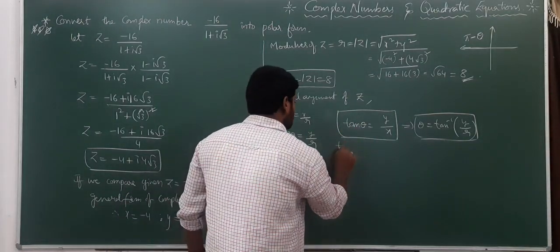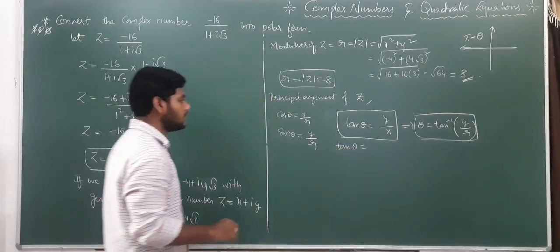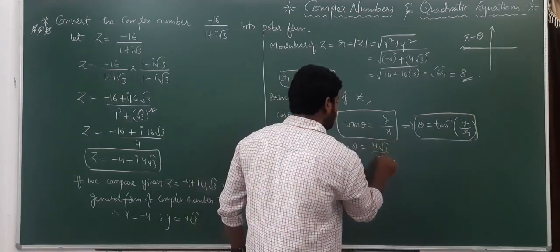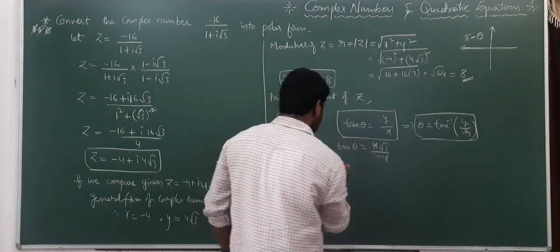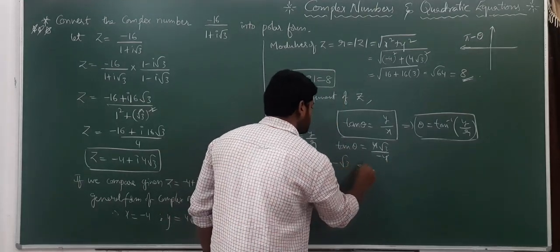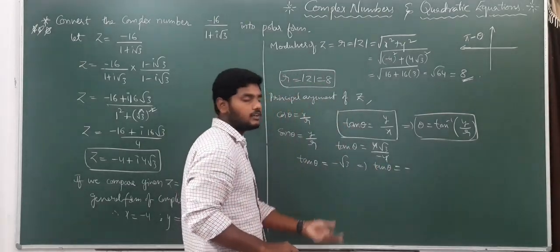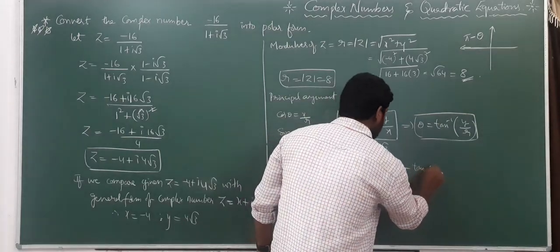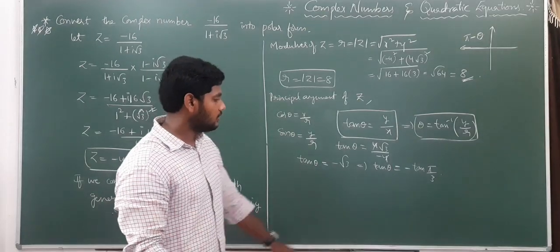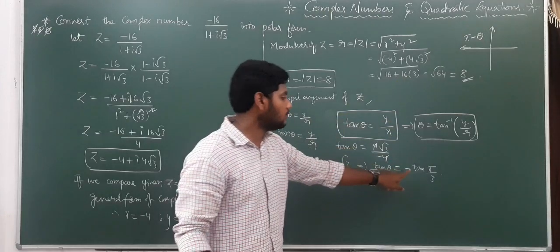So you find tan theta is equal to y by x. What is the y value? Y value is 4 root 3, x value is minus 4. So 4 root 3 by minus 4 gives tan theta equal to minus root 3. So tan theta is equal to minus root 3, in terms of tan that is tan pi by 3. Now here, what did we get for tan? Tan we got negative, right?